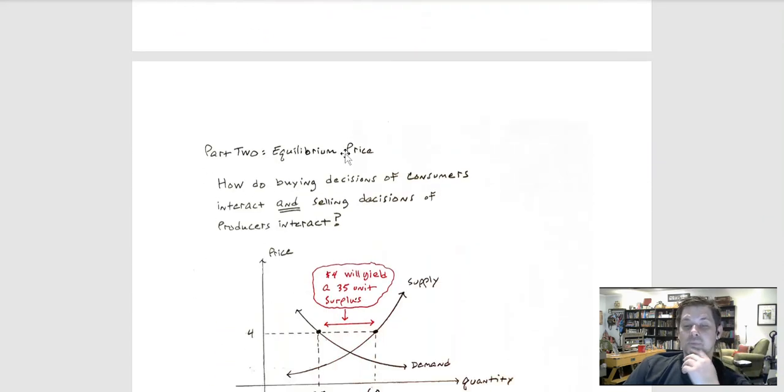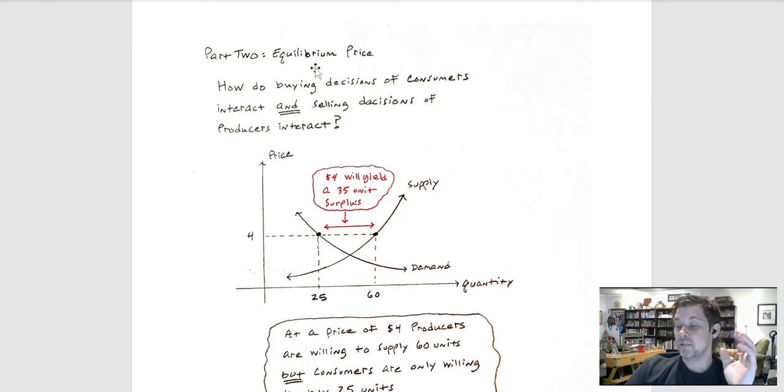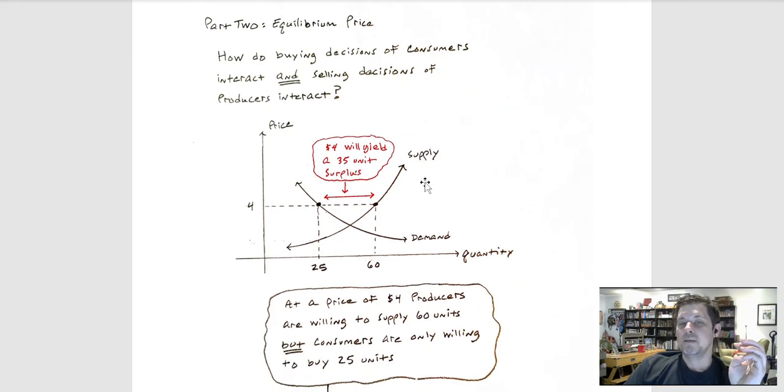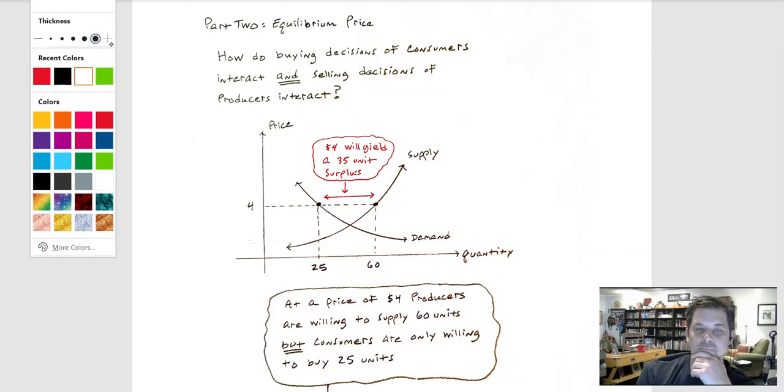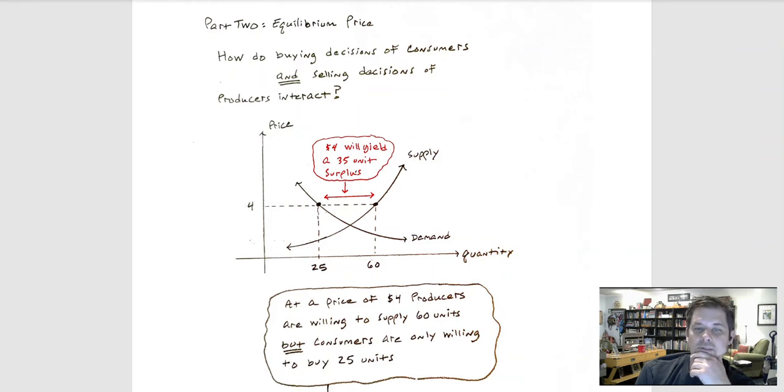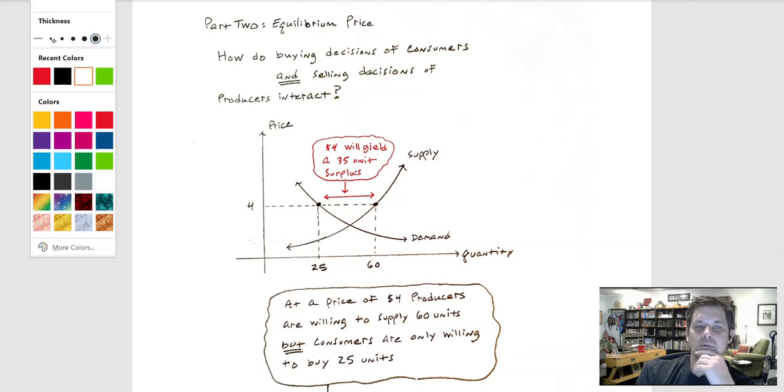Okay. Now, let's talk about this thing called the equilibrium price. Okay. And my setup for that is that I want to explore the question of how do buying decisions of consumers and selling decisions of producers interact?